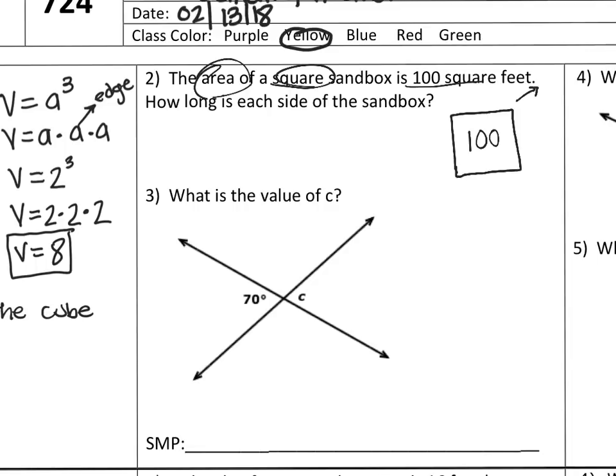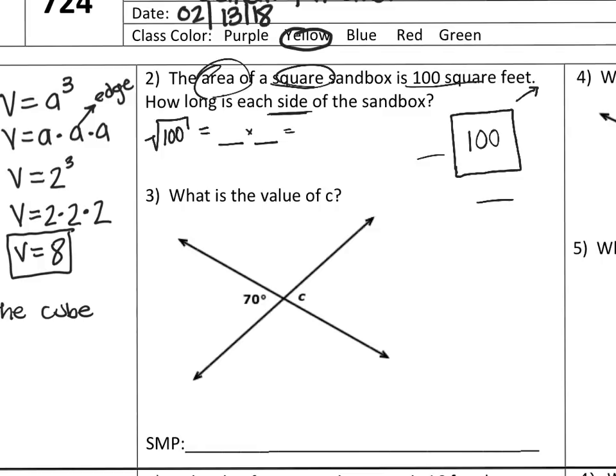The question is asking how long is each side of the sandbox. So I'm trying to find the side of the sandbox, and I'm going to find a number that, if I multiply it by itself, gives me 100. Some of you guys understand square root. So the square root of 100 has to be a number multiplied by itself to get you 100.